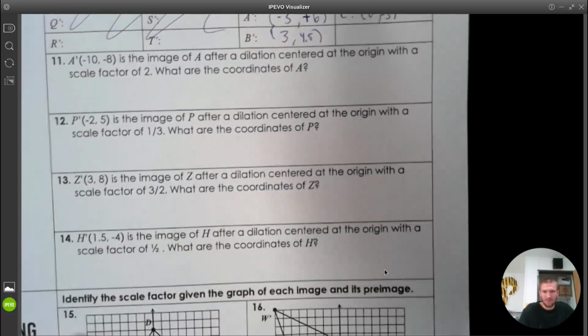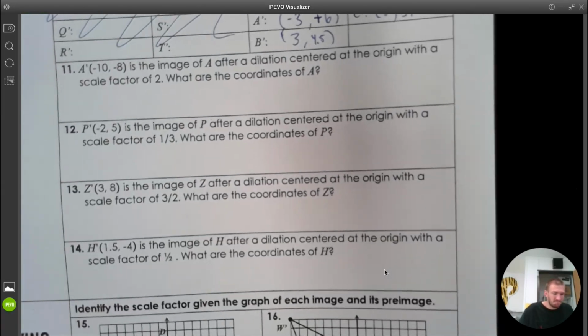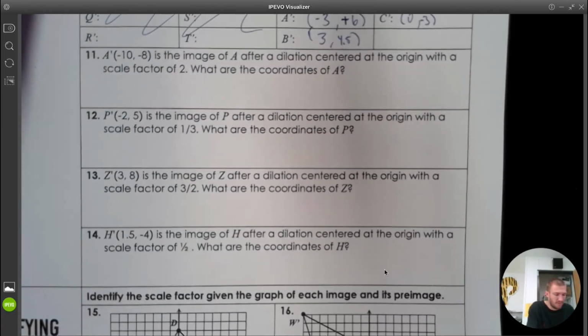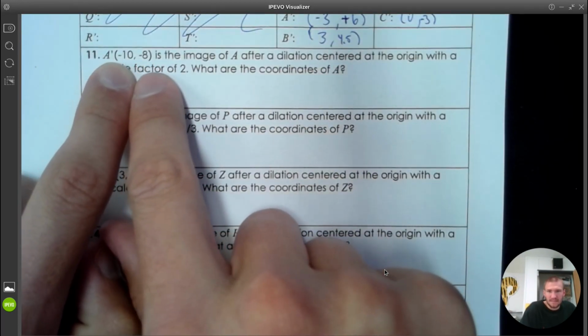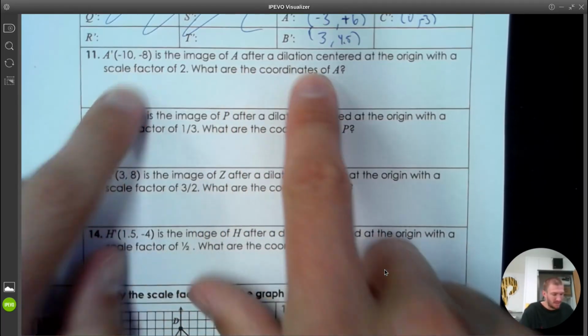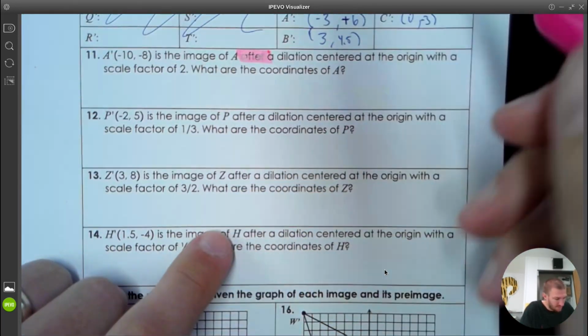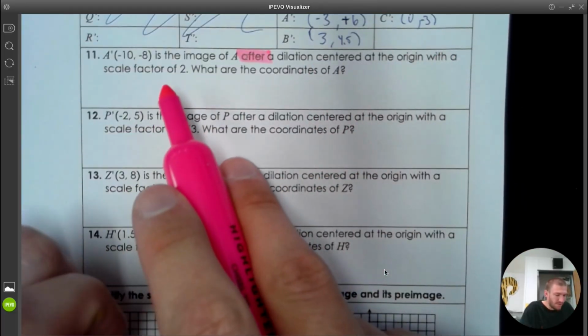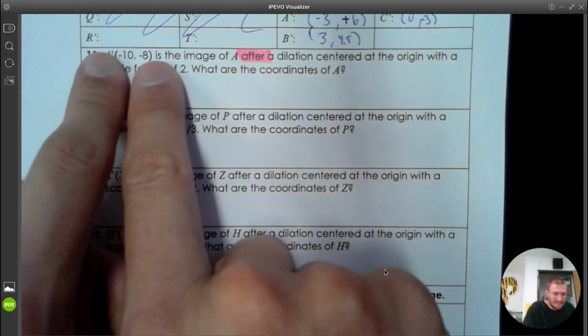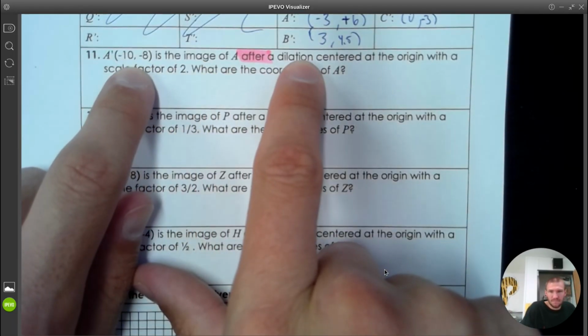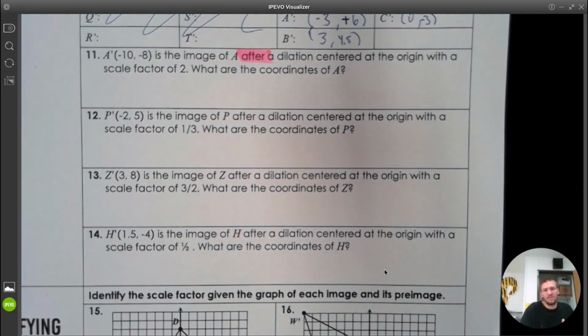Now here we have a couple of questions, and the idea is these are easy. Okay, we definitely want to feel comfortable with these. It says that A prime is the image of A after a dilation centered on the origin, with a scale factor of 2. So if A prime is the image after a dilation, that means we want to go backwards. Instead of doing another times 2, if we already did the dilation, then we want to undo the dilation.